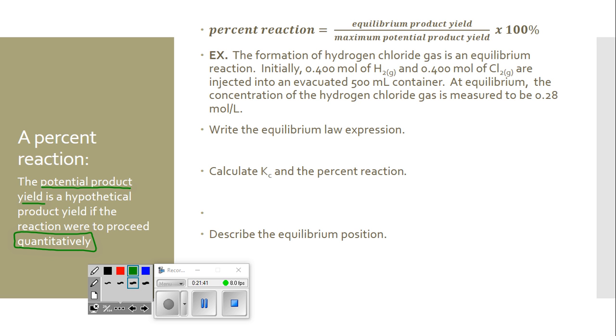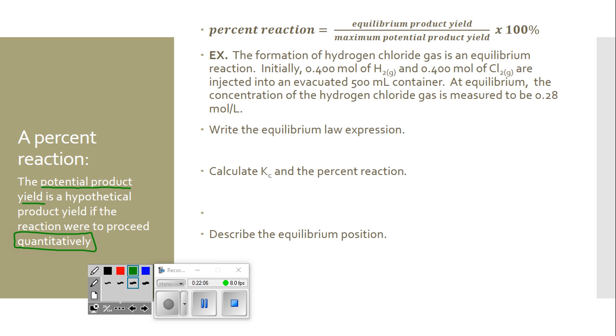To figure out a percent, you figure it out the way you would figure out any percent, like your percent on an exam. Take what you got, divide it by the total, multiply by 100. Here, we'll take what we got, divide it by the maximum total that we could have got, and multiply by 100. So in this question, we'll actually review a few different things.